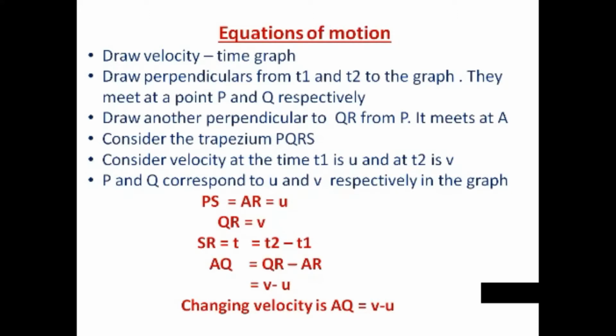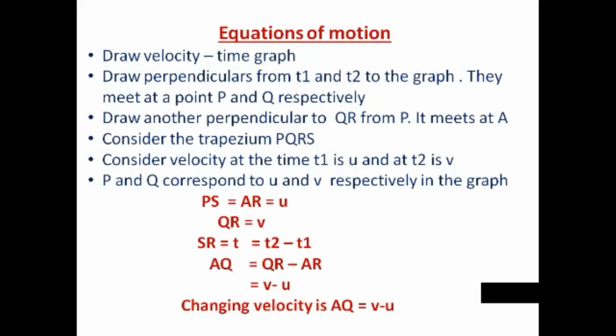Draw another perpendicular to QR from P. It meets at A. And here we have P and Q, two points, and the starting points we have taken are S and R. We draw another perpendicular from P to QR, and call that point A. Now we got a trapezium PQRS. We have three perpendiculars drawn here, and we got a trapezium.